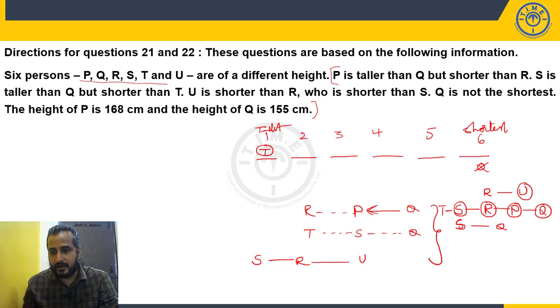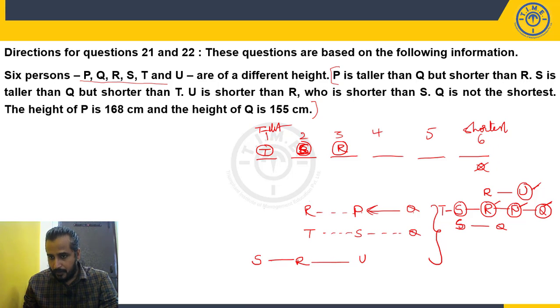After S how many are required? 1, 2, 3, 4 are required, so S must be the second tallest. Now after R how many are required? P, Q, U, 3 are required. So definitely R will be the third tallest.